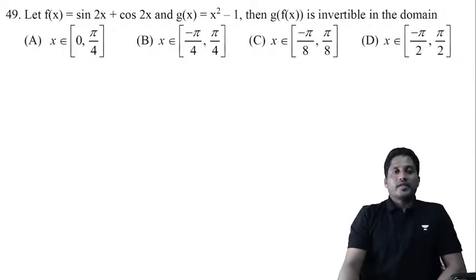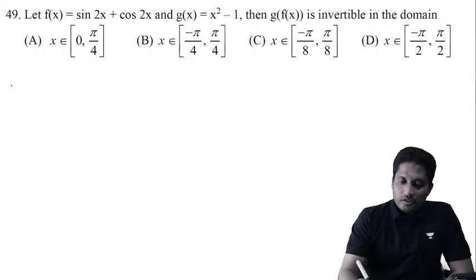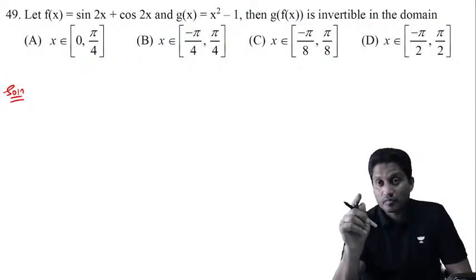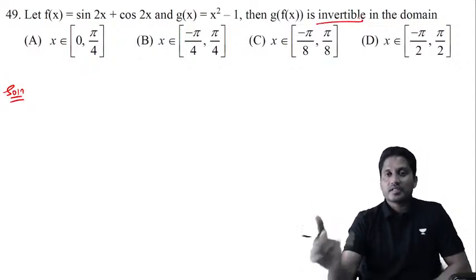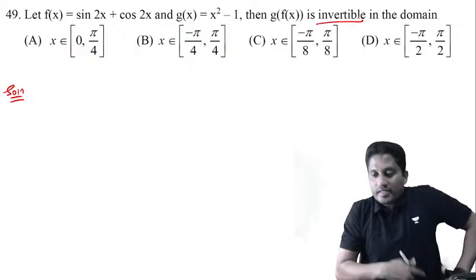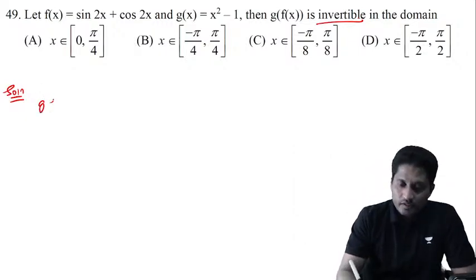Okay, question number 49. G of f of x is invertible, that is inverse should exist. Inverse will exist only if it is both 1 to 1 and on to. G of f of x, right?